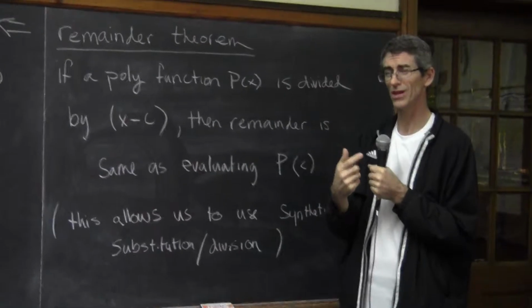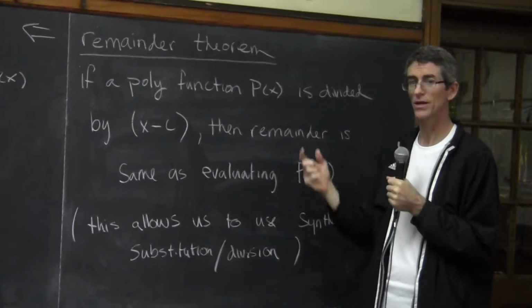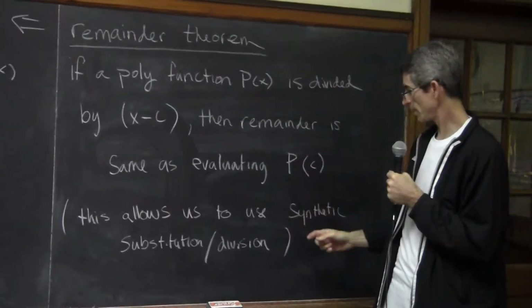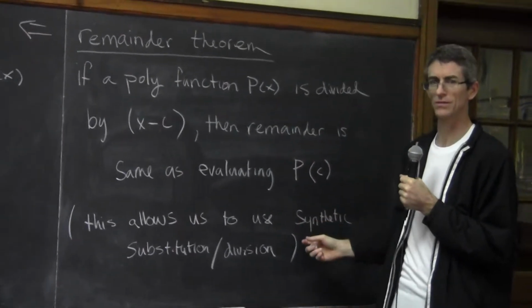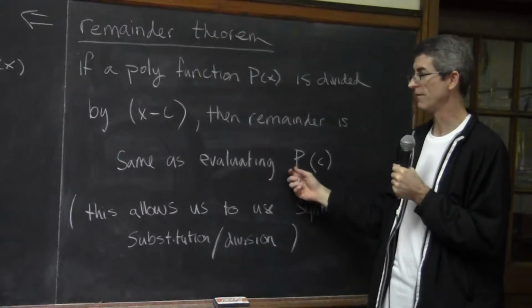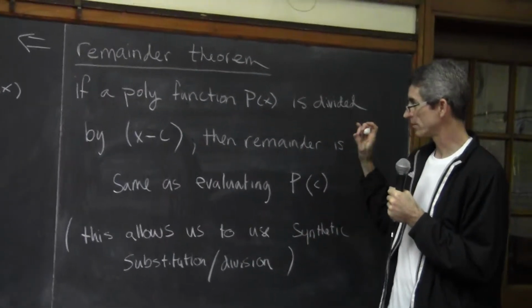I mean, some of you, like, you realize this, you've been using it already, but this is an actual theorem in the book that actually will prove why that works. And this is what allows us to even use synthetic substitution in the first place to divide polynomials. It's because of that fact. So that's your remainder theorem.